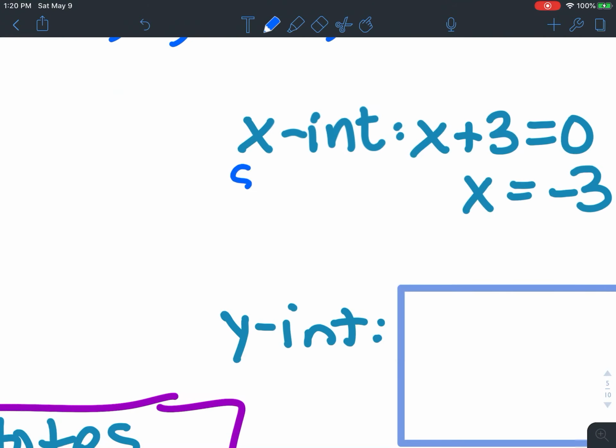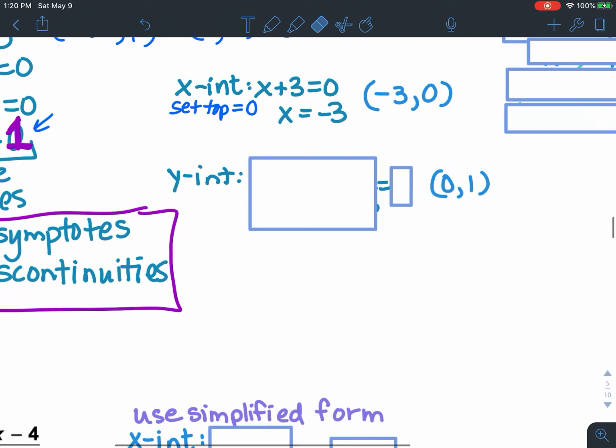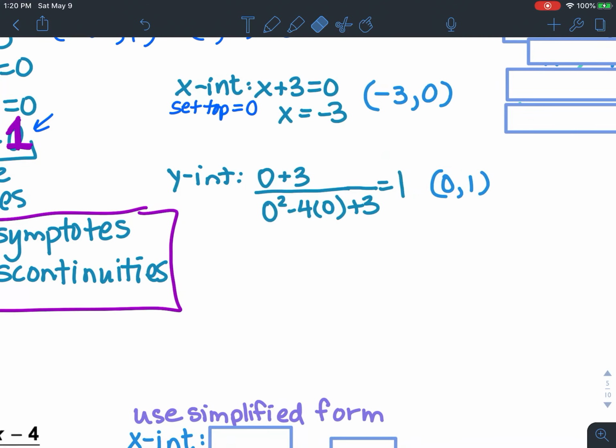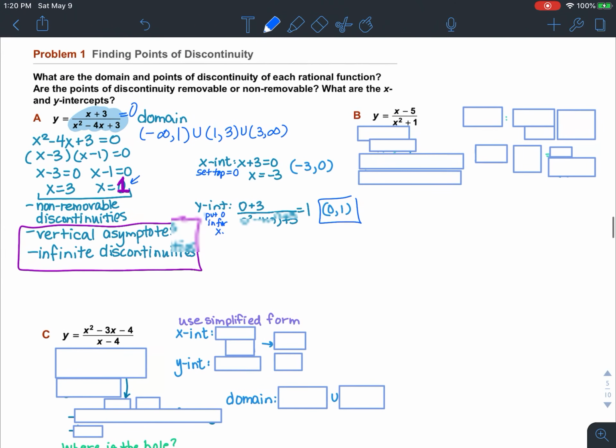So x-intercept, set top equal to 0. The y-intercept is when x equals 0. So this is just a straight substitution. You're just putting 0 in for x. And we get 1. So the y-intercept is 0, 1. Okay. So we answered all the questions. We found the domain. We found the points of discontinuity. We found what kind they are. And we found the x and y intercepts.